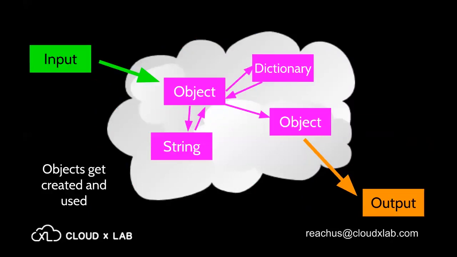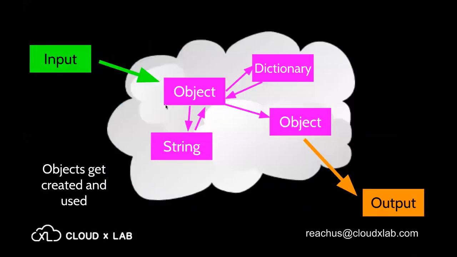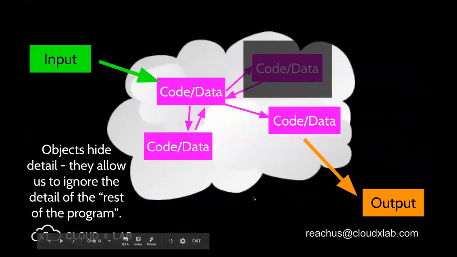So basically your program looks like this. Here we have keys, here we have a list of movies, and each movie is a dictionary and is an object, and there is a string and so on. So objects get created and used and you get output. Each of the parts is code and data, and they're interacting with each other to give you the results.